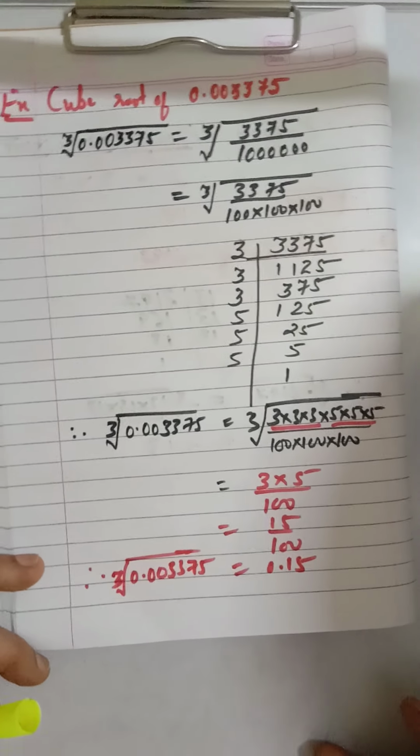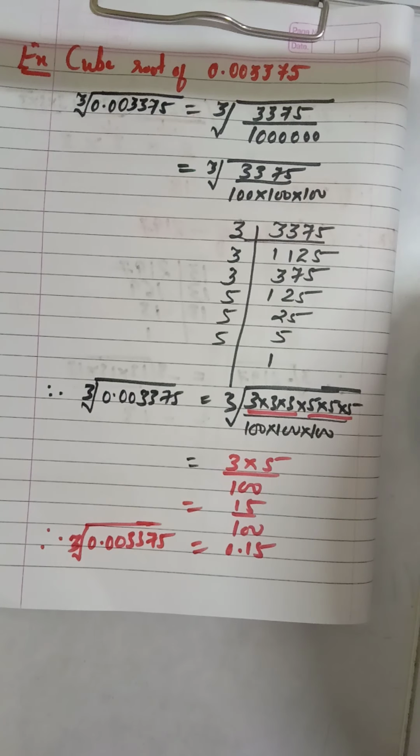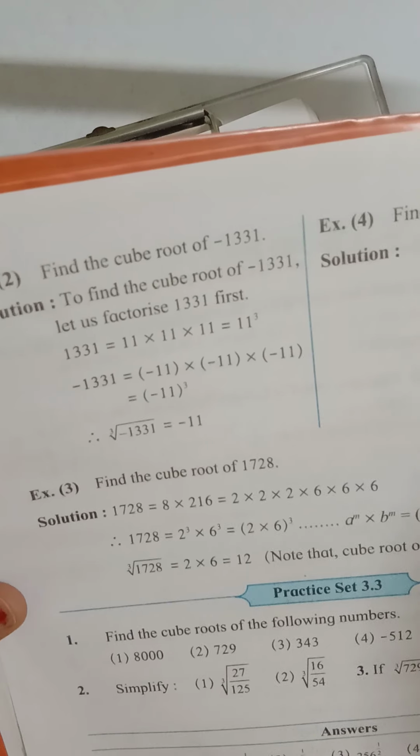So children, I hope you have understood. You can copy down the cube root of 0.003375. This way you have to solve it if a decimal number comes.